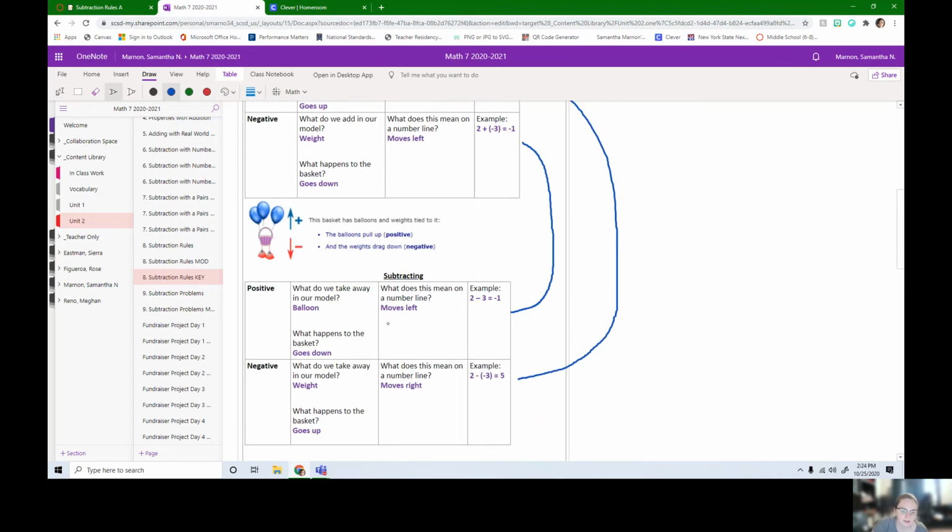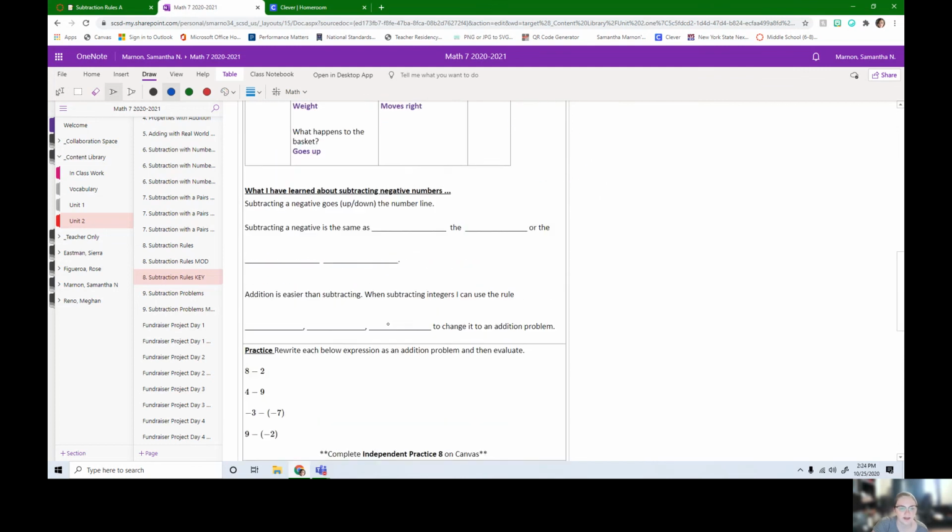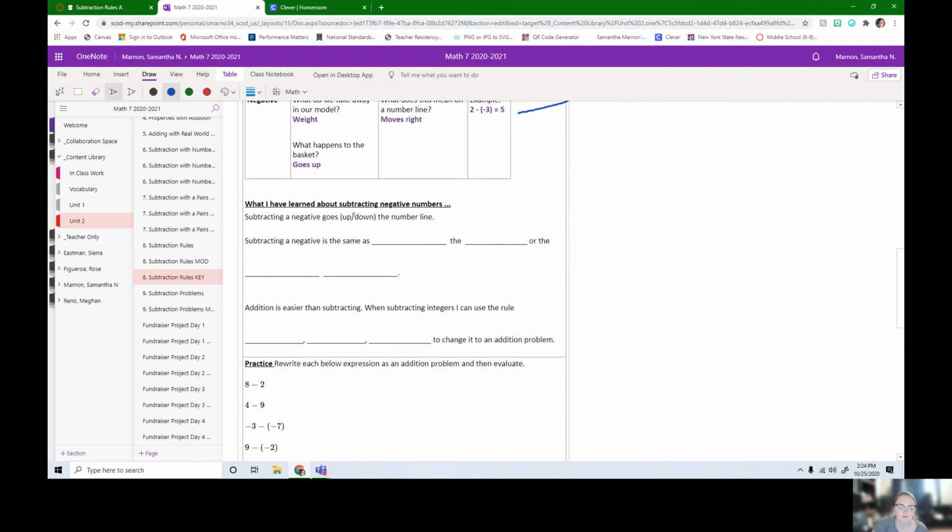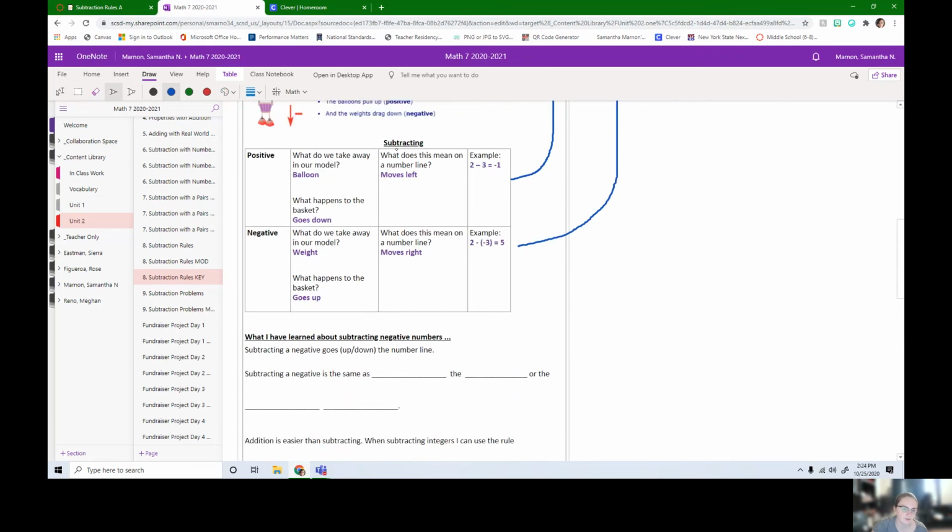So let's go and continue filling out our notes. If you would like, you can pause the video and see if you can fill out these blanks on your own. Okay, so it says subtracting a negative goes up or down the number line. We can look at our table again if we want. Subtracting a negative goes down on the number line.